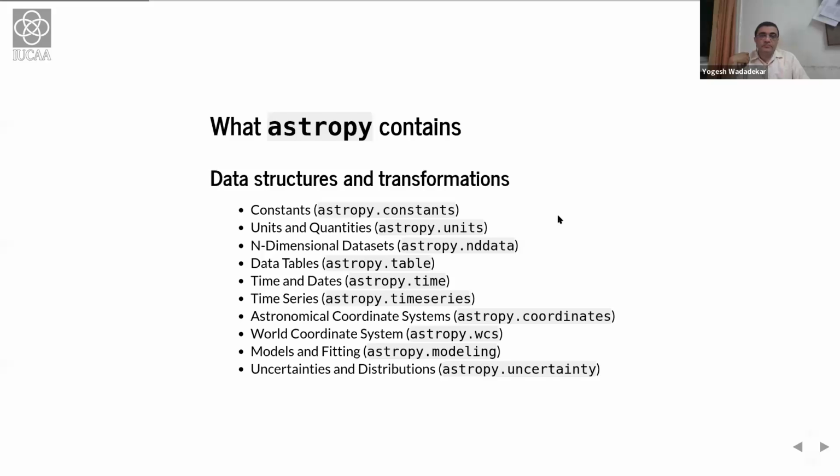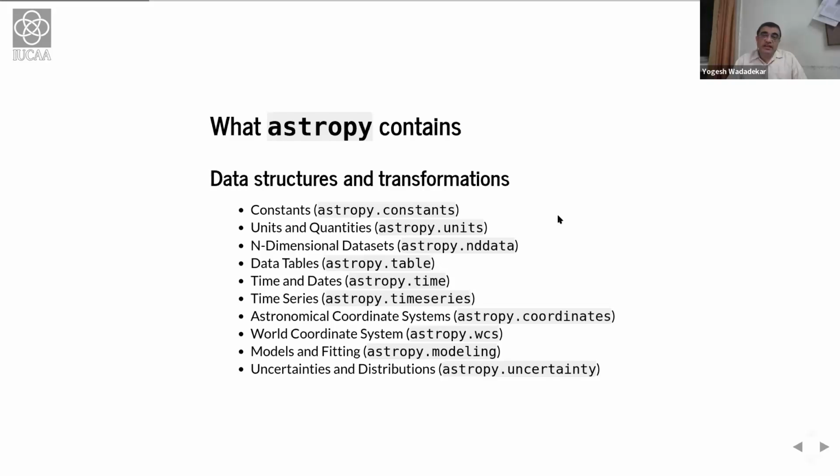astropy.coordinates is something that allows you to transform from one coordinate system to another. astropy.wcs is something that allows you to modify and construct the world coordinate system that defines a mapping from the pixels that you have in individual images to their position on the sky.